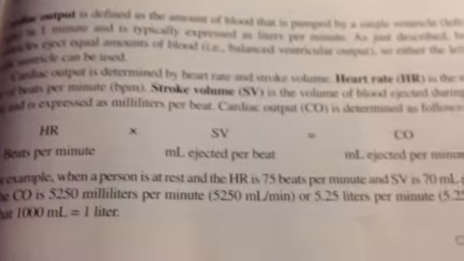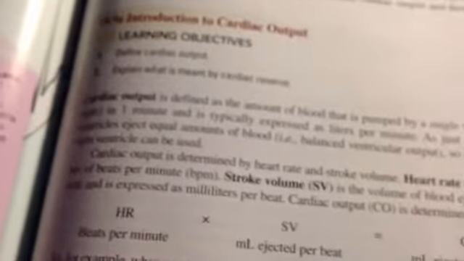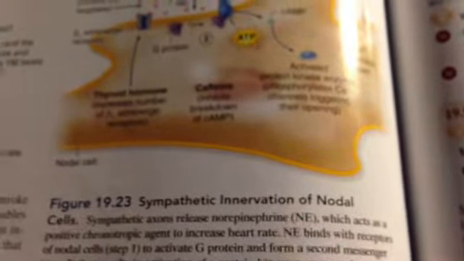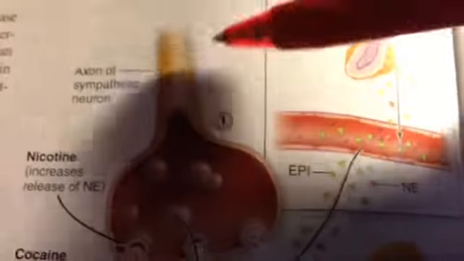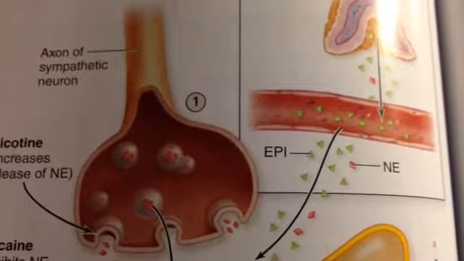Okay, so we calculated cardiac output and we looked at stroke volume and heart rate, the pulse. Here are variables that influence heart rate. And figure 19.23 is showing sympathetic innervation of nodal cells. So here is our axon of the sympathetic nervous system.